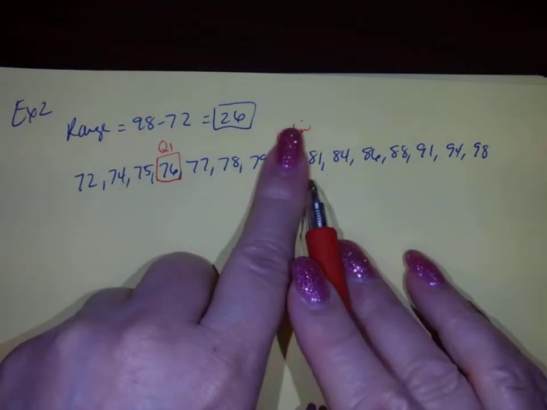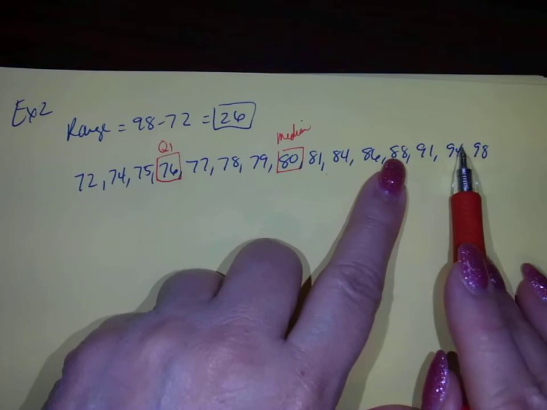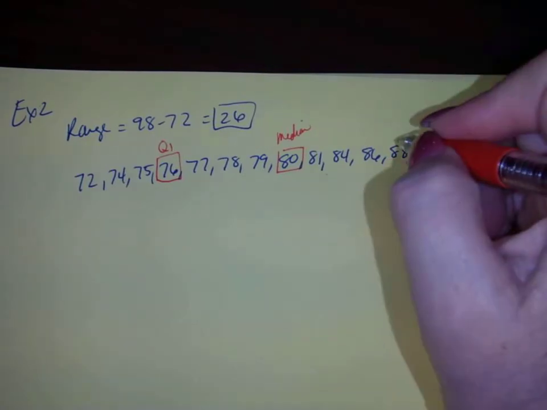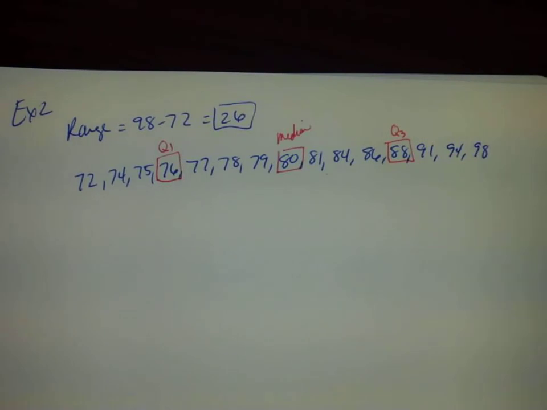Same thing on this side. I have 7 numbers. So 1, 2, 3, 4th number in, 1, 2, 3, 4th number in. So this will be my quartile 3.